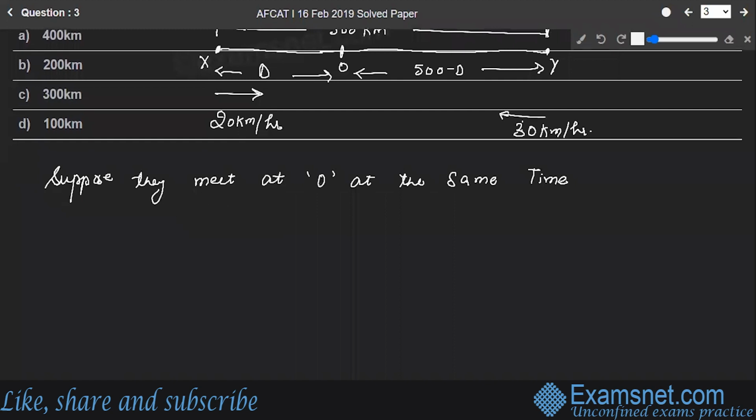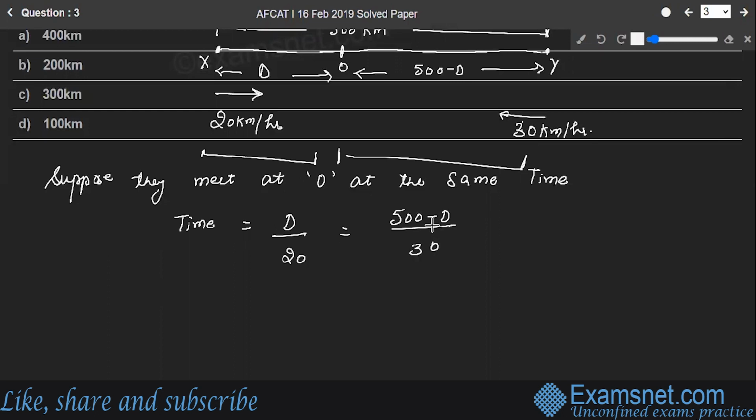Now the time is equal to distance upon speed. Distance is taken to be D and speed, you know, is this, right? Now the time taken to travel from here to here is equal to time taken to travel from here to here, right? So this is equal to 500 minus D upon 30. I hope this is clear, because both the trains, they are meeting over here at point O. So that means the time taken by X to reach O is equal to the time taken by Y to reach O. So that means both the trains will take the same time. Their times are equal.